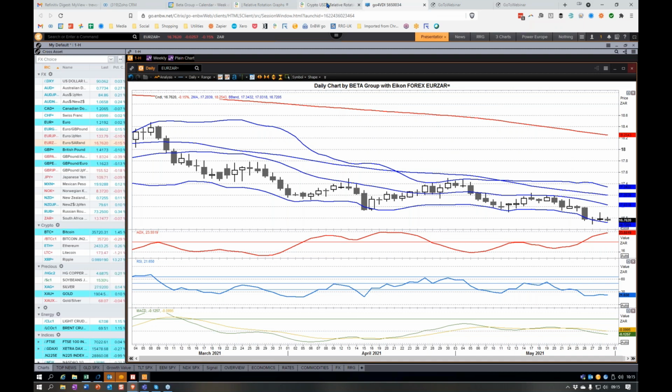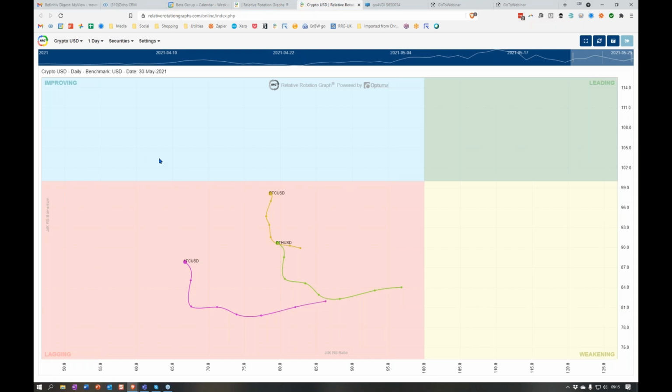Okay, all right. So cryptos now. Here we're looking at the relative rotation graphs. In the middle here is the US dollar. Everything on the left of it is weaker than the US dollar. So I've got Litecoin, Ethereum, and Bitcoin, three majors here. All of them quite far to the left. If you look at the readings here, these are underperforming by 30% or so on a relative basis compared to the dollar. The dollar is weak and these are weaker.